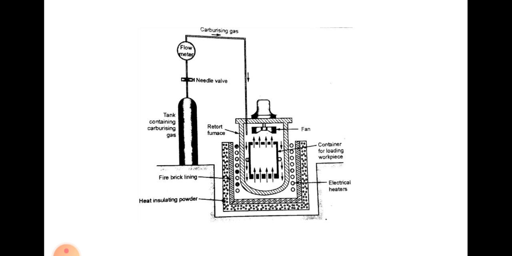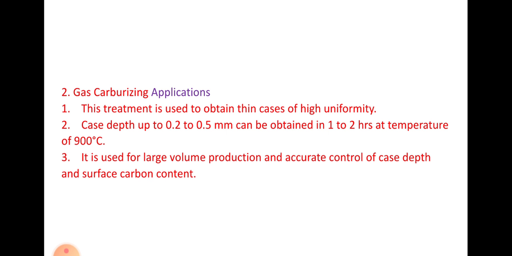Second is gas carburizing, and the diagram shows that when we pass gas over the surface, it increases the carbon percentage. Mainly it is used to obtain thin cases of high uniformity, with a case depth of 0.2 to 0.5 mm in 1 to 2 hours at 900 degrees Celsius. It is used mainly for large volume production.